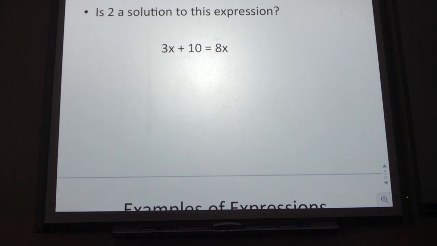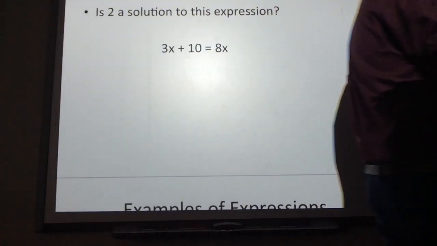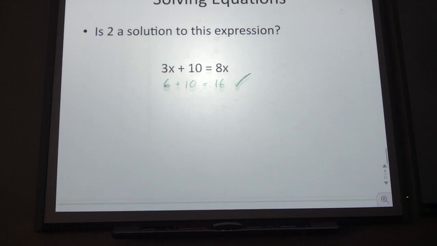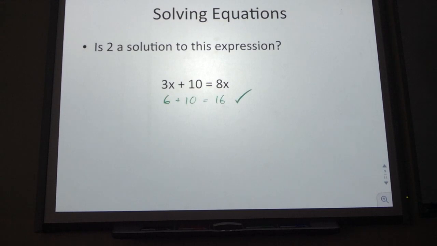Okay, do the sides equal each other? Anybody know? Yes. So that means that this is a solution, right? So 6 plus 10 equals 16. We can even see it right there. So yes. Is there anything about this slide anybody thinks they need to tell me? Did I get anything wrong?